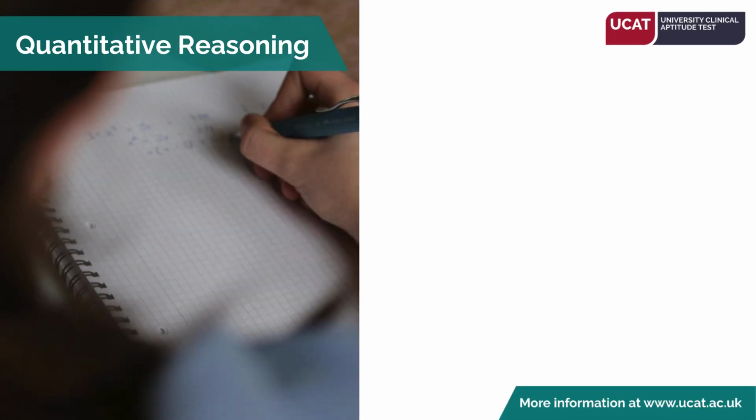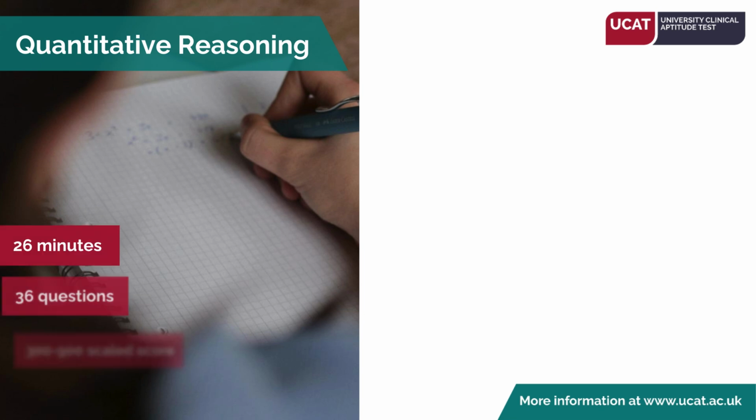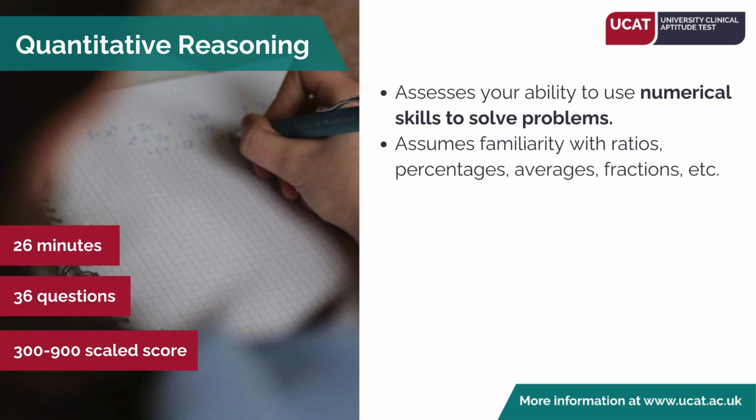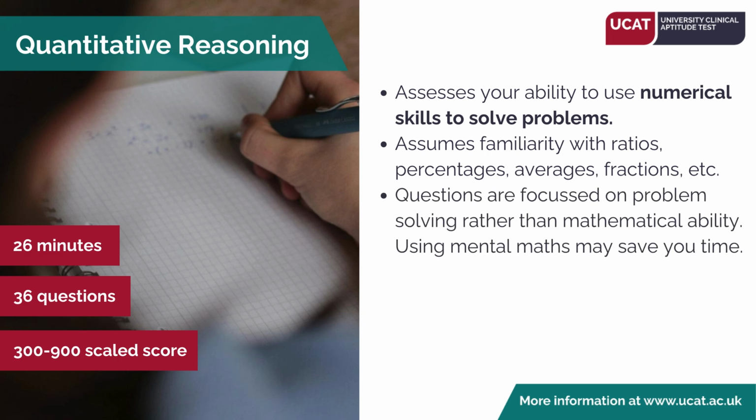The third subtest is quantitative reasoning. You have 26 minutes to answer 36 questions. These will all be associated with numerical data, presented in formats such as tables, graphs, or charts. The focus of this subtest is more on problem solving than mathematical ability. However, we would recommend brushing up on aspects of maths such as ratios, fractions, and percentages, as well as mental maths, as this may save time.